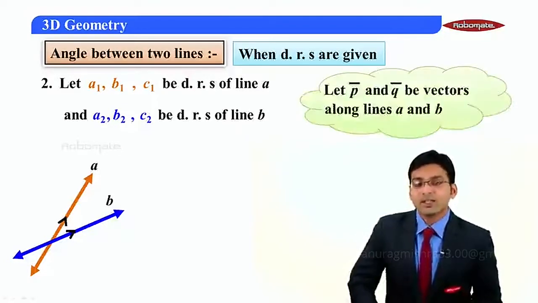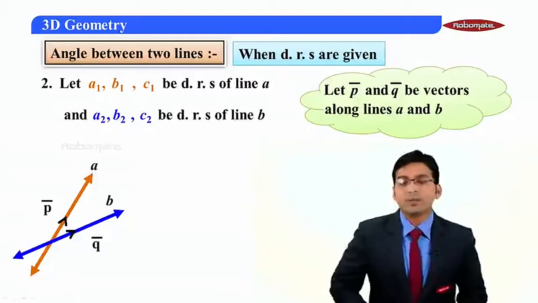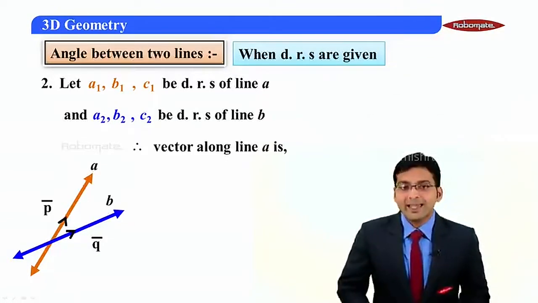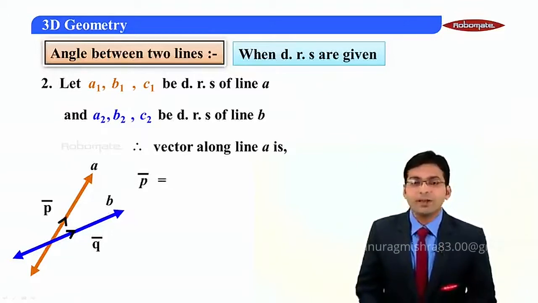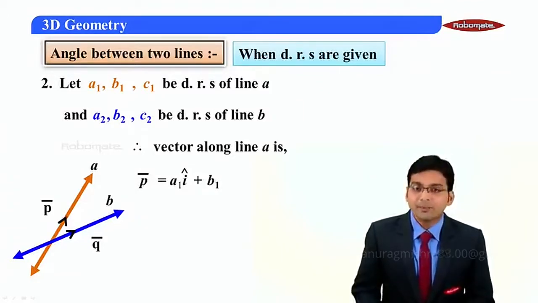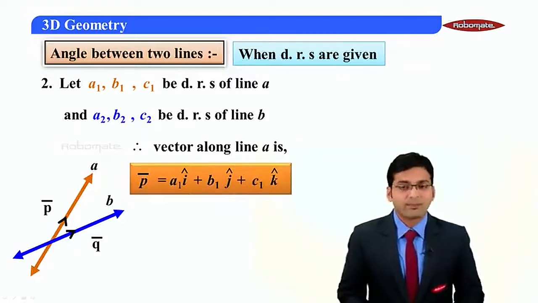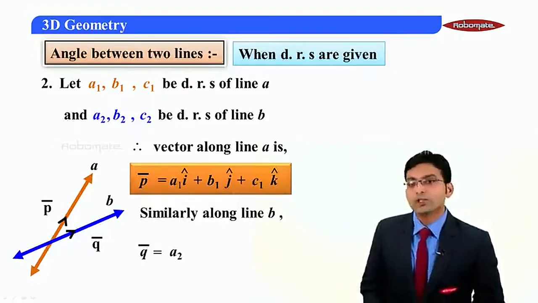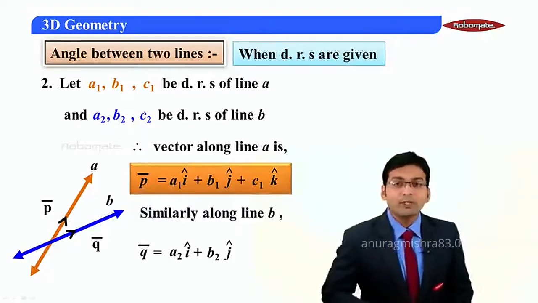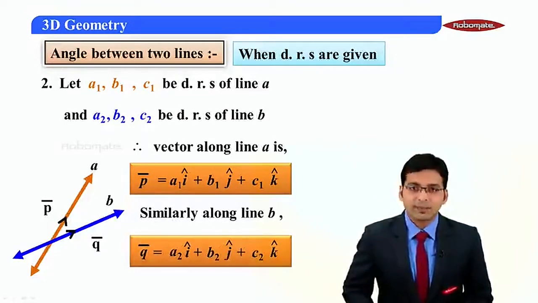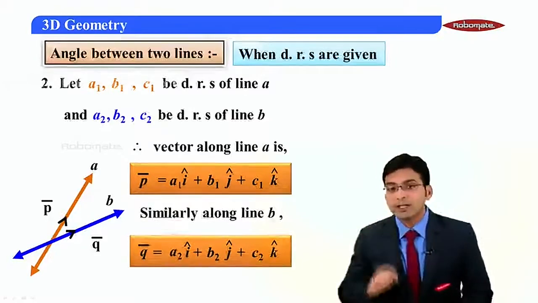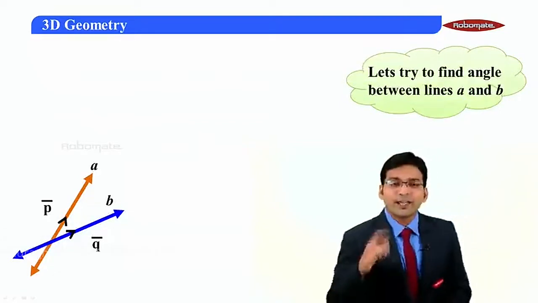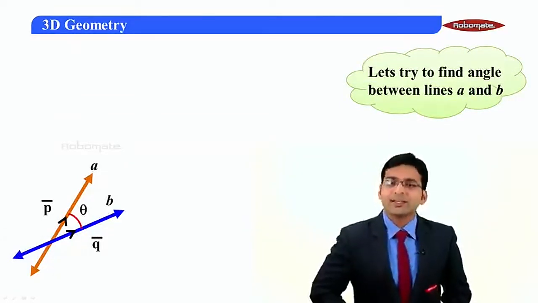So here we say let P bar and Q bar be the vectors along the two lines. So for line A, the vector along that line will be P bar is A1 I cap plus B1 J cap plus C1 K cap. Similarly, for line B, the vector along the line is Q bar equals A2 I cap plus B2 J cap plus C2 K cap. Fine. Now students, once we have vectors, we proceed in a similar way. We say, let's try to find the angle between lines A and B. Let us assume it as theta.